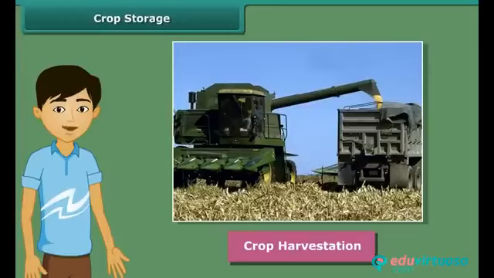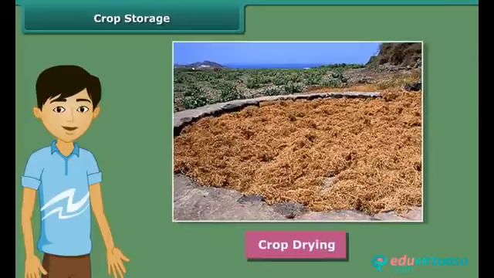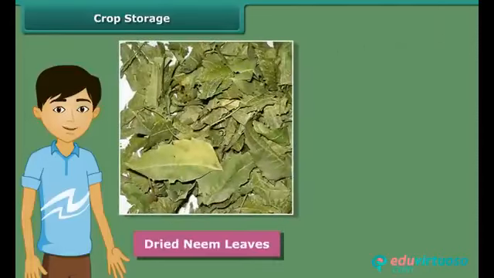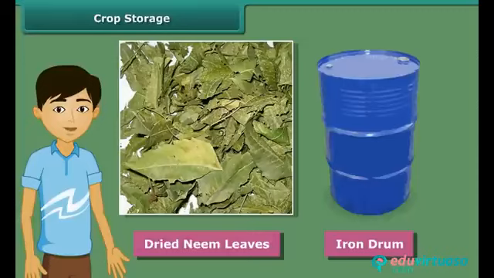We should take some precautions to store crops because if the harvested grains are stored without drying, then they may get spoiled or attacked by organisms, and thus they will lose their germination capacity. So the grains should be properly dried in the sun to reduce the moisture in them. Do you know that farmers store grains in jute bags or metallic bins, but for large-scale storage of grains, farmers use silos and granaries. Generally, people also keep dried neem leaves in an iron drum for storing food grains because these dried neem leaves protect the grains from pests and microorganisms.